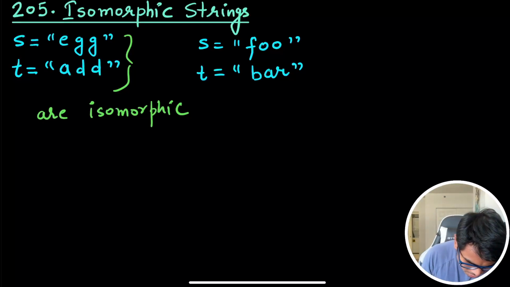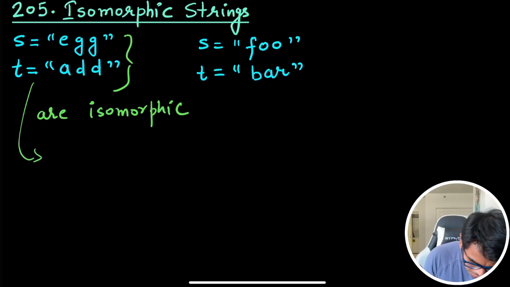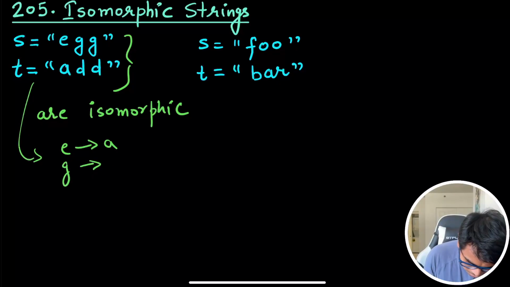So in this case, these two are isomorphic because if you match all the letters in S to the characters in T, then you can follow the exact pattern. So let's say here, if I match E to A and G to D, then you can see that these two always follow the same pattern. So E is matched to A, G is matched to D, and G is matched to D, right? So they all follow the same pattern.